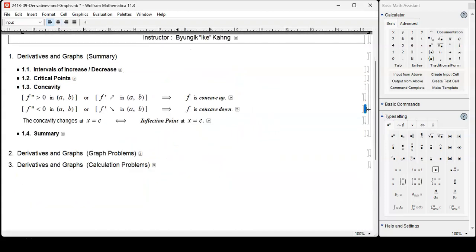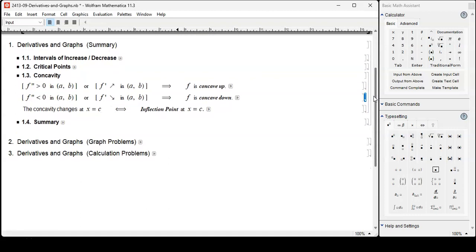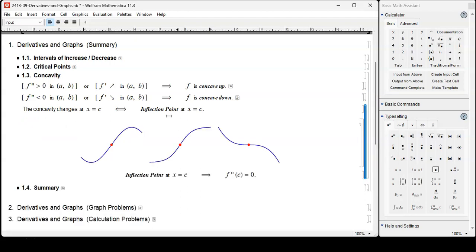And then one more term. When the concavity changes at some x-coordinate value, we say the graph has an inflection point at that value. Of course, inflection point means the point (c, f(c)), but really nobody cares about the y-coordinate. So we say inflection point at x equal to c. I have never seen anybody using the term inflection number or inflection value, just inflection point. Just like the critical point, the point is important, and pay attention to the x-coordinate.